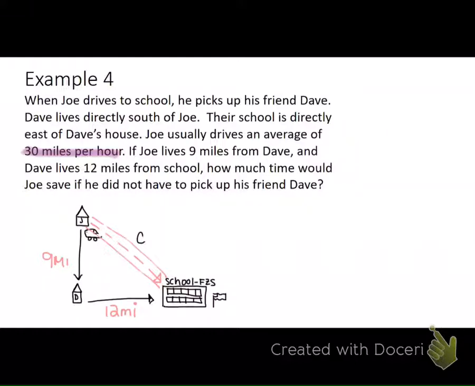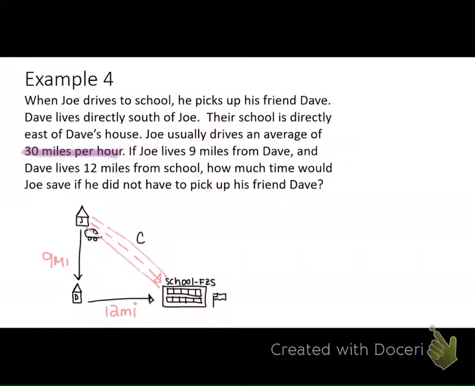All right. So what Pythagorean theorem would I set up here, Ayana, to figure out Joe's distance to the school?